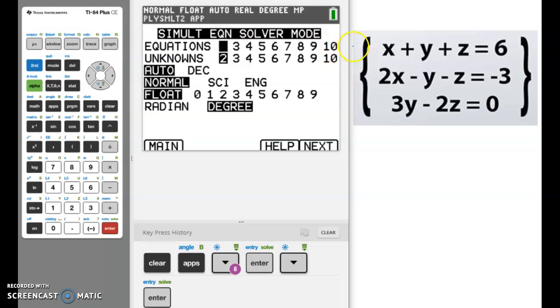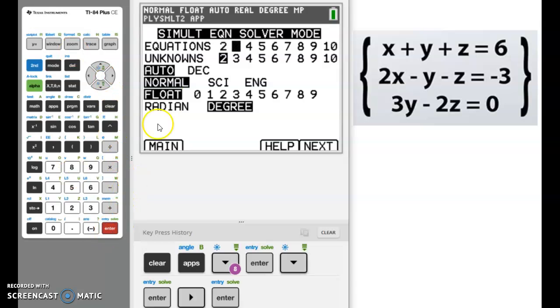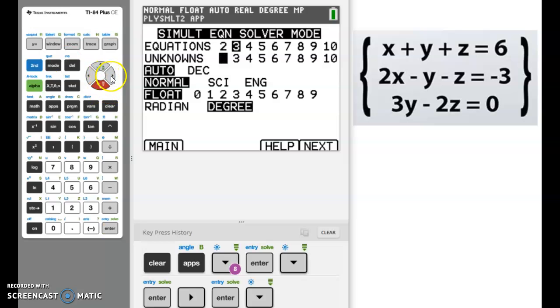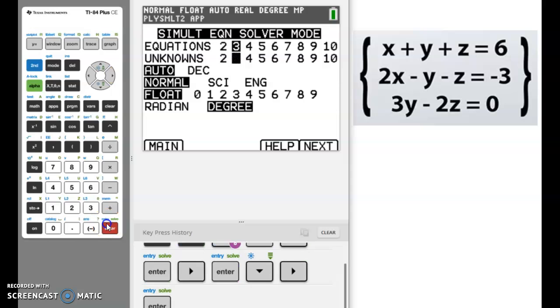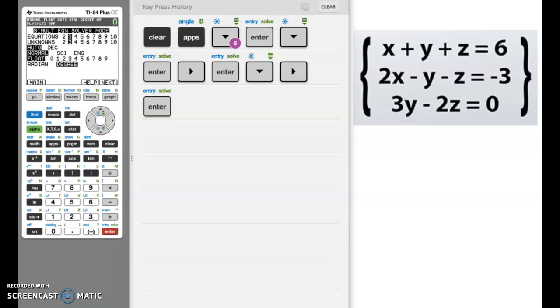So if we were going to do this example to the right, I have 3 equations, 3 unknowns. So I'm going to use my arrow to move my cursor over to 3. I'm going to push enter. Notice that now the 3 is highlighted. For unknowns, I also have 3, okay? So we have 3 equations and 3 unknowns. I'm going to switch this view here for a second.